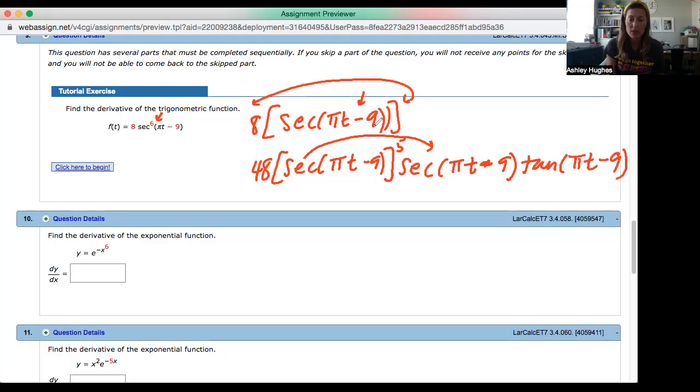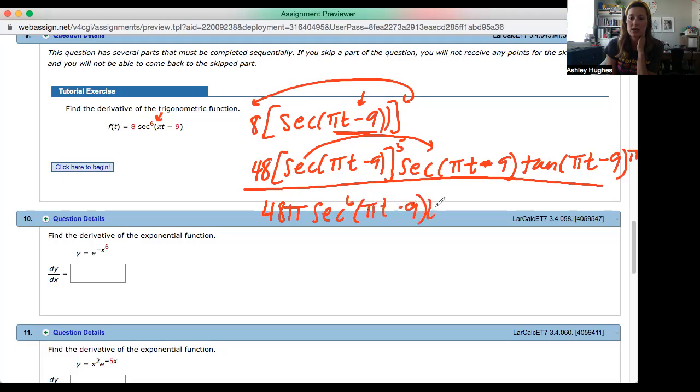And then you have to look and see, is there anything left? And there's this 3 layer. It's like you have a peanut M&M. So it's like you got a shell, you got the chocolate, you got the peanut. So this very last thing, you got to look in here. What's the derivative of pi t minus 9? It is pi. So this very long thing as your answer. Now you could write 48 pi together, and this is a secant to the 5th and a secant. So that's secant to the 6 of pi t minus 9, and then tangent of pi t minus 9.